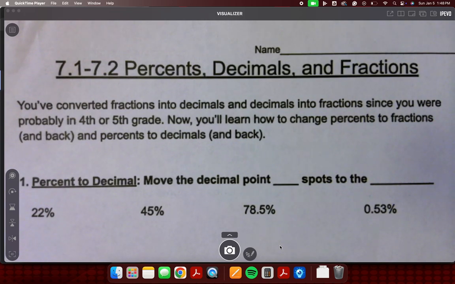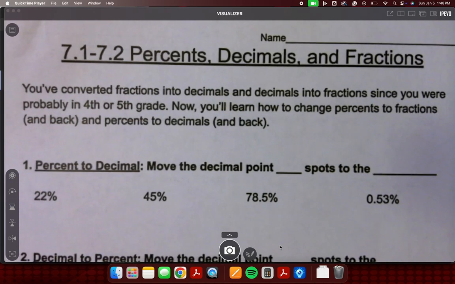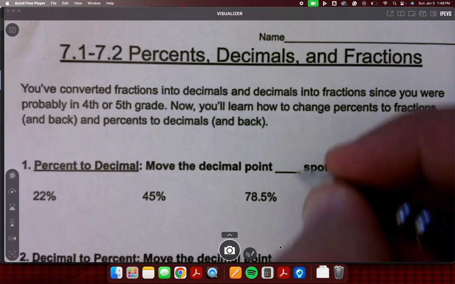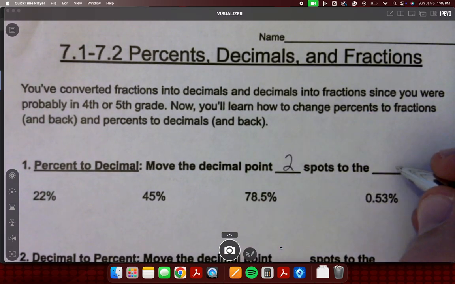So, you've converted fractions into decimals and decimals into fractions. You know, 0.5 is equal to 1/2, 0.25 is equal to 1/4, vice versa, and so on. But now we'll work on changing percents to fractions and percents to decimals. So, to change a percent to a decimal, move the decimal point 2 spots to the left.